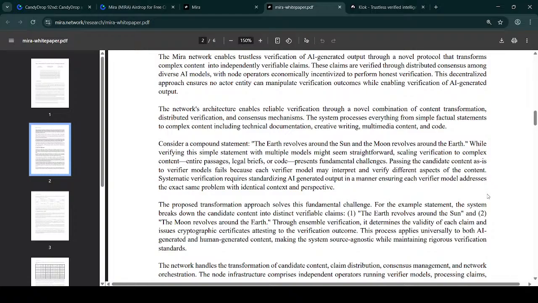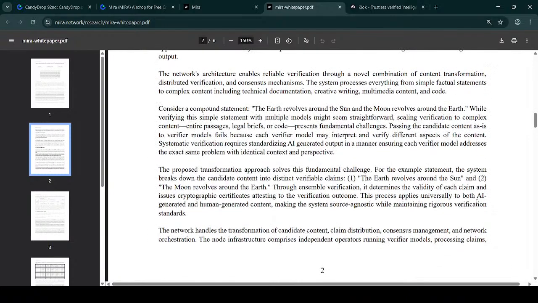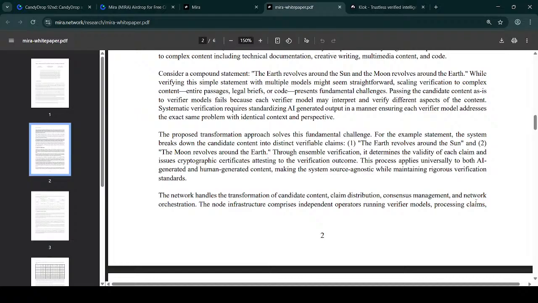such as legal briefs and code presents a fundamental challenge. Passing the candidate content to verifier models fails because each verifier model may interpret and verify different aspects of the content. Systematic verification requires standardized AI-generated output, ensuring each verification model addresses the same problem with identical context and perspective, guys.